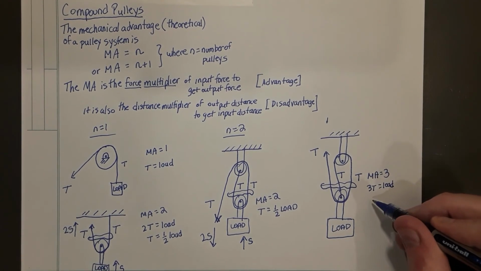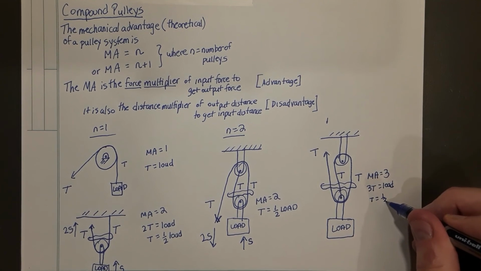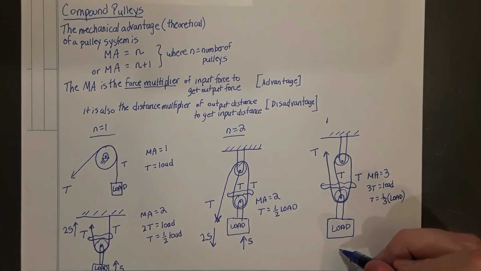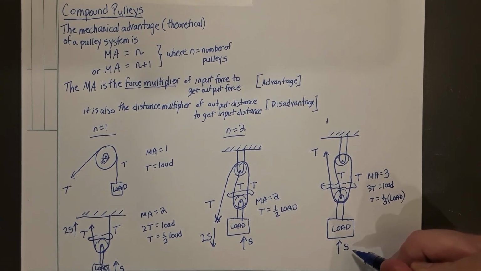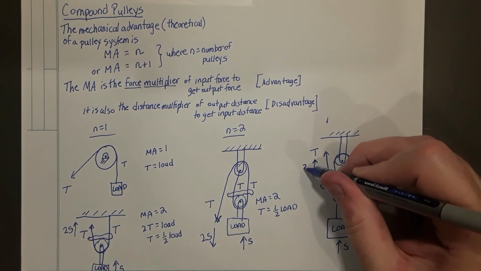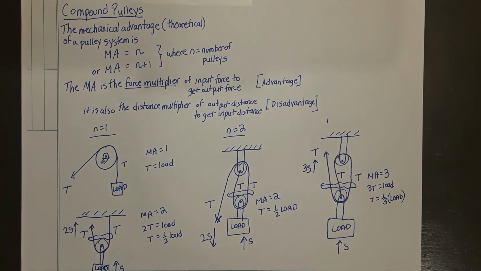So we get 3 times force multiplier output. We only have to put in 1/3 of the load to lift it. The disadvantage is, of course, if this load goes up a distance of S, displacement S, we're going to have to pull this with a displacement 3S in order to make it work. So this is essentially how you do this with compound pulleys. The number of pulleys can change, but the mechanical advantage is either N or N plus 1, depending on how the cable is wound around the pulley system in particular.